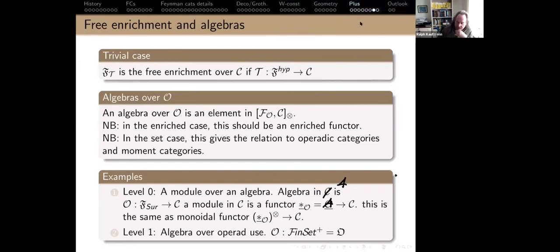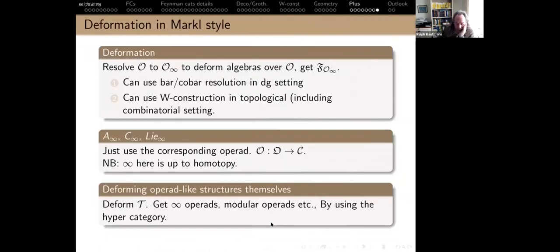You can do this for algebras or for operads, so you use that FinSet plus as operads, and then you already see also the connections to the other versions of taming the zoo. And then we can do deformations in Markov style. So you resolve O to O infinity, to deform the algebras over O, and you get FO infinity. You can use the bar and cobar description, which we had before, to give a resolution, or you could use the W construction in the topological setting.